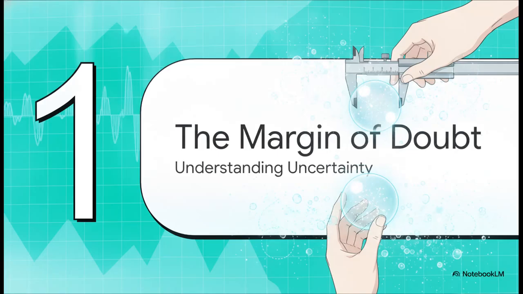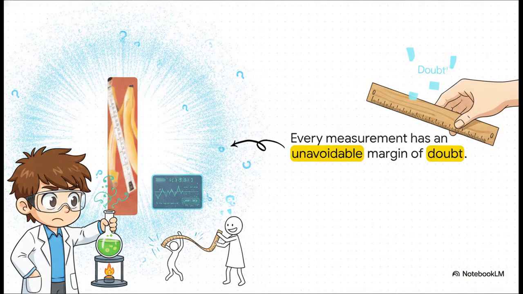All right, section 1, the margin of doubt. Let's look at a fundamental truth of the universe: why literally no measurement is ever perfectly pristine. Think about it. Whenever you use an instrument to measure something, whether that's the curve of a literal banana or a super sensitive chemical reaction, there is always an unavoidable margin of doubt. In everyday life, we might say a stick is 2 meters long, give or take a centimeter. Well, in science, we call this the uncertainty of measurement. It's just how we quantify the doubt that inherently exists in any result.